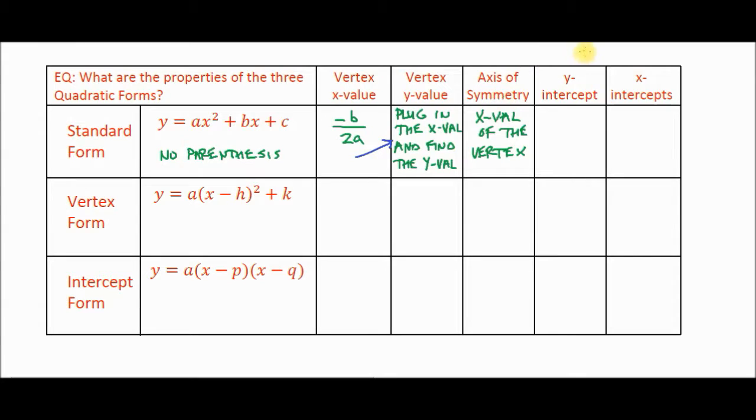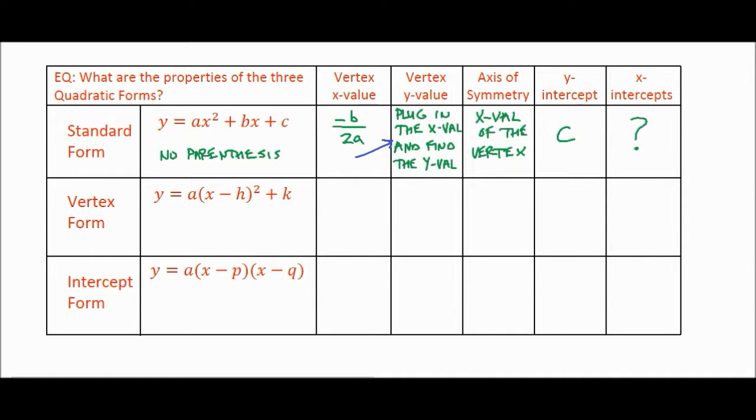Okay, the y-intercept, which is where this parabola will cross the y-axis, is always going to be the value of c. So if there's a value of c right here, c will tell us where this parabola crosses the y-axis. And the last thing is, what are the x-intercepts? Where does this parabola cross the x-axis? Unfortunately, this particular form of a quadratic does not tell us that.